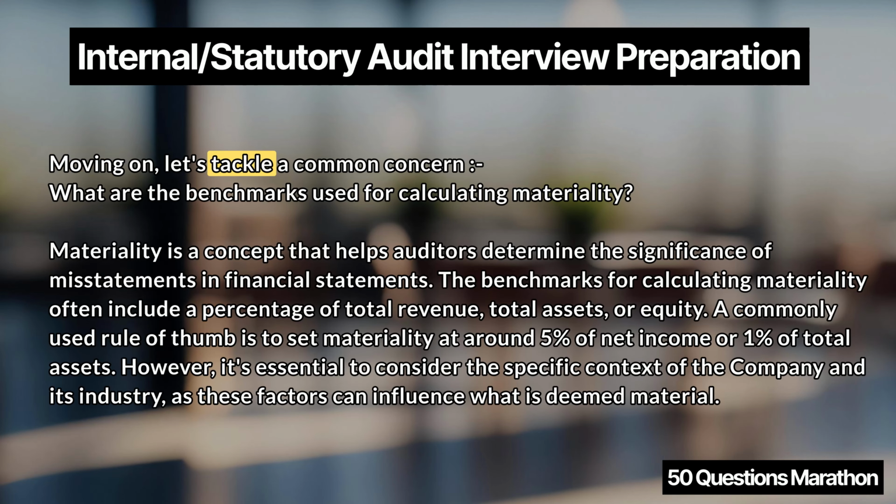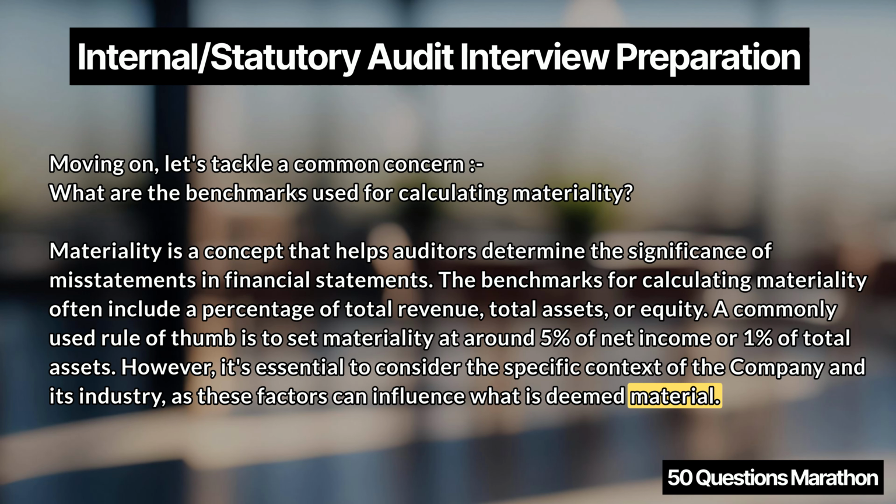Moving on, let's tackle a common concern. What are the benchmarks used for calculating materiality? Materiality is a concept that helps auditors determine the significance of misstatements in financial statements. The benchmarks for calculating materiality often include a percentage of total revenue, total assets, or equity. A commonly used rule of thumb is to set materiality at around 5% of net income or 1% of total assets. However, it's essential to consider the specific context of the company and its industry, as these factors can influence what is deemed material.